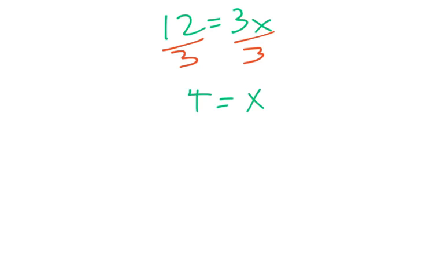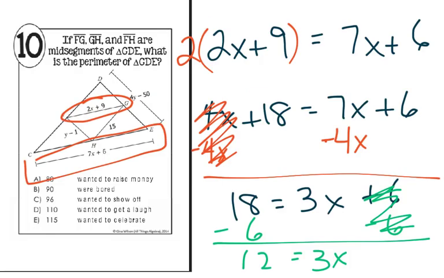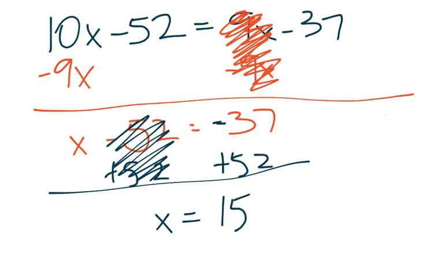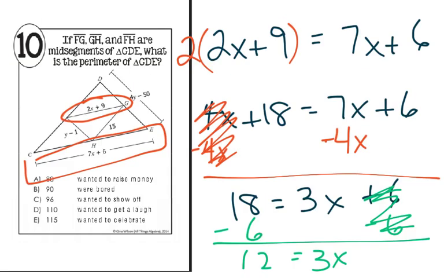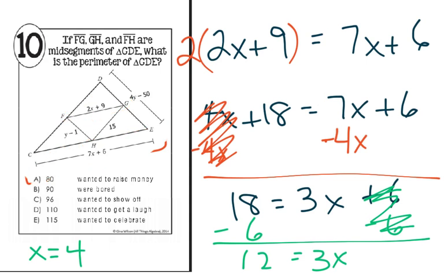And x will equal 4. So we know what x is. Wait a minute, I just messed up. Okay, so x equals 4. We know that much. So let's go ahead and solve for y.